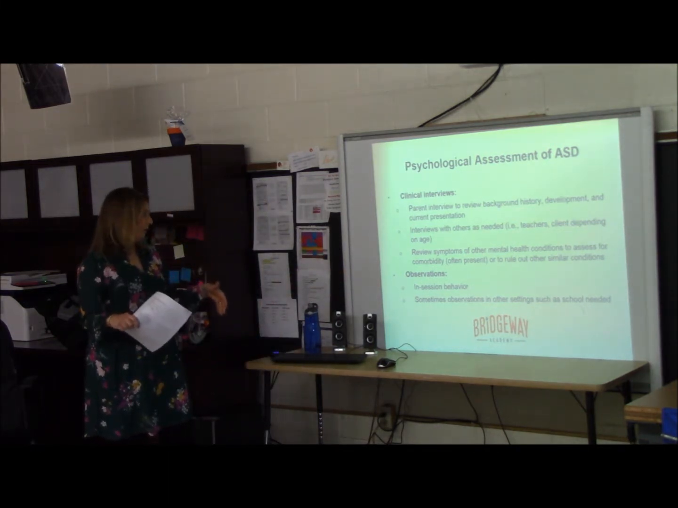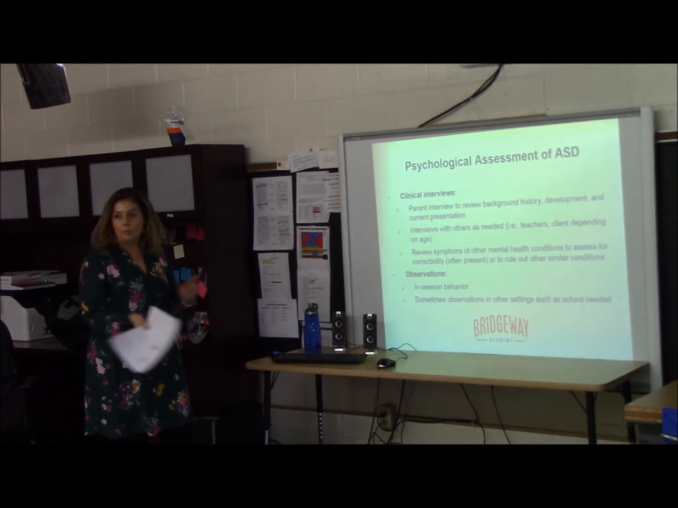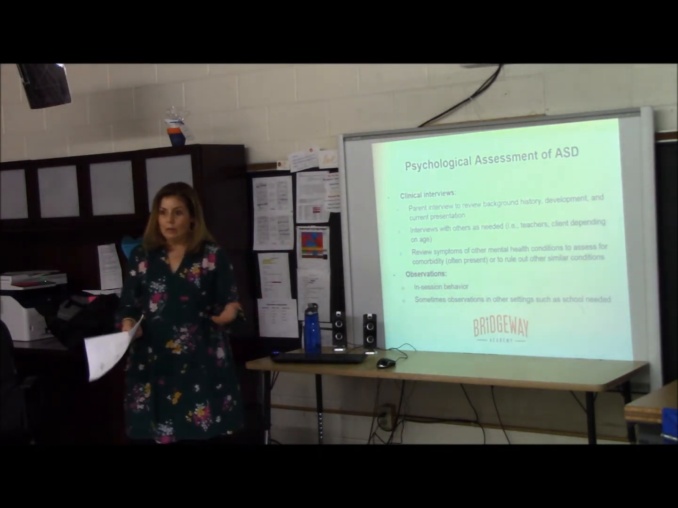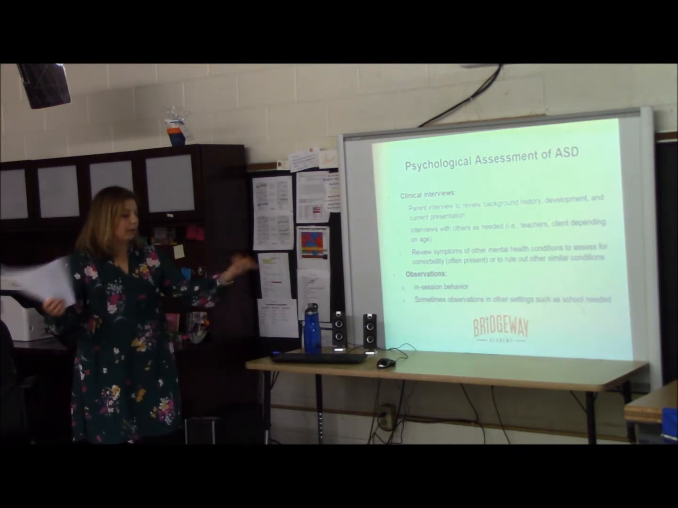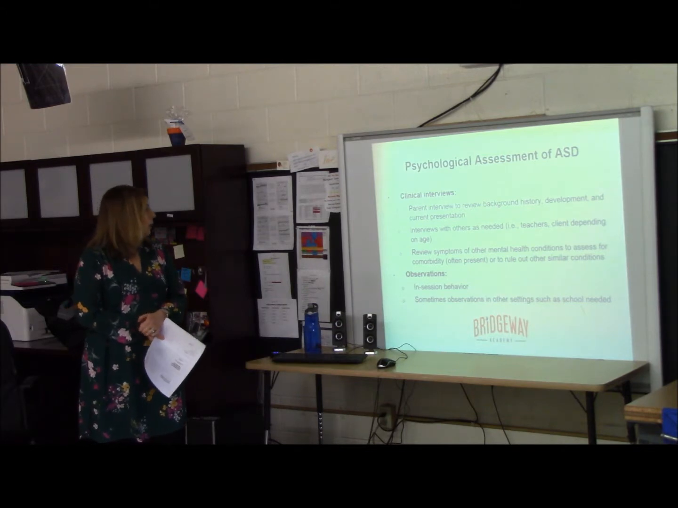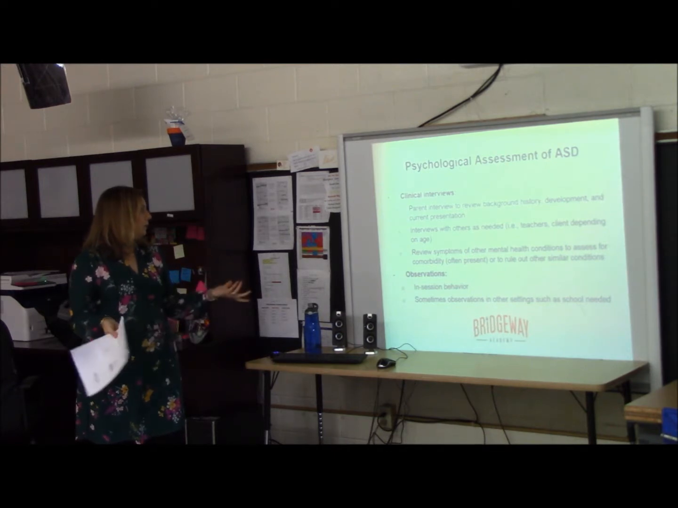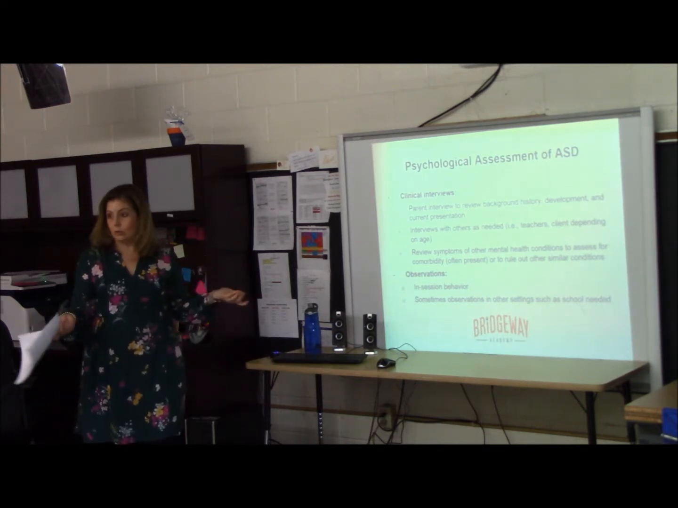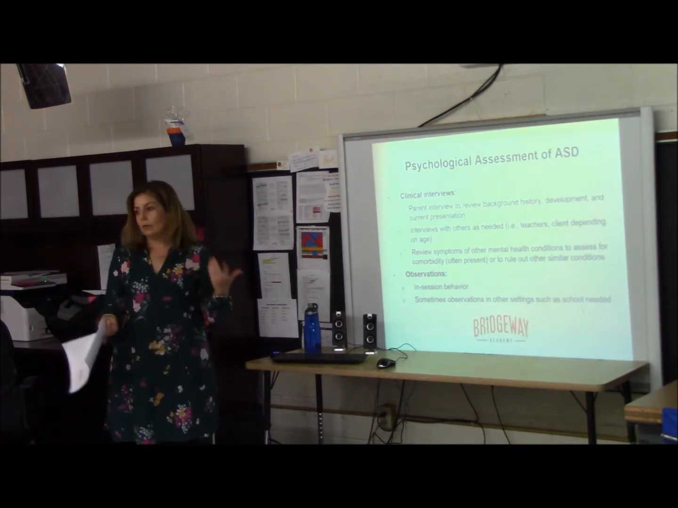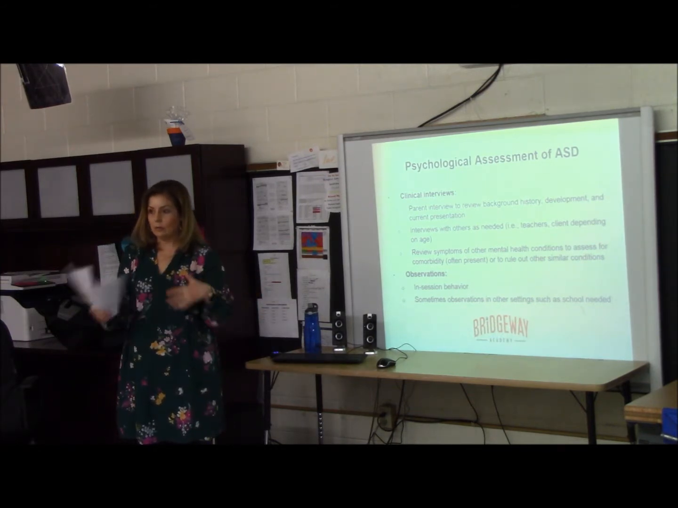So when a child comes to me, this is what an evaluation typically looks like. I would meet with the parent to review the presenting concerns, the child's background, and get more information about their development. We would have the parent fill out some background history forms, looking at their current presentation and past presentation. Sometimes the interviews will extend to teachers or the client, depending on the age. And we look at symptoms of other mental health conditions. That's called comorbidity, when two things occur at the same time.